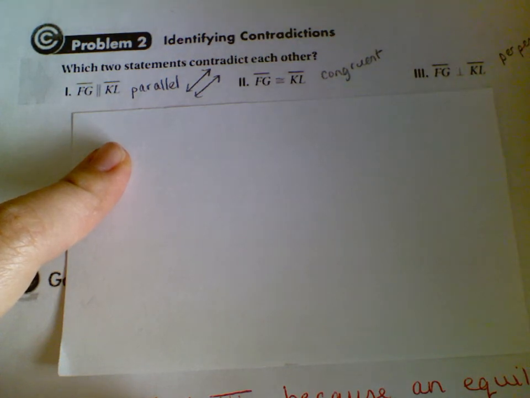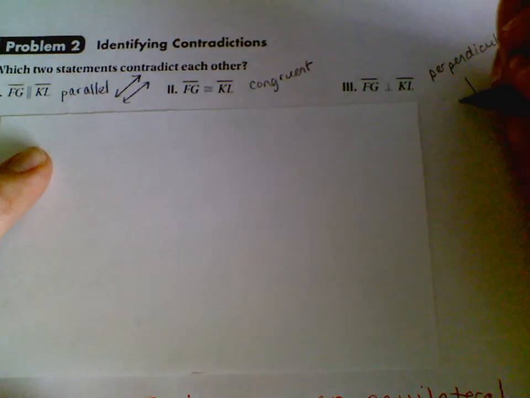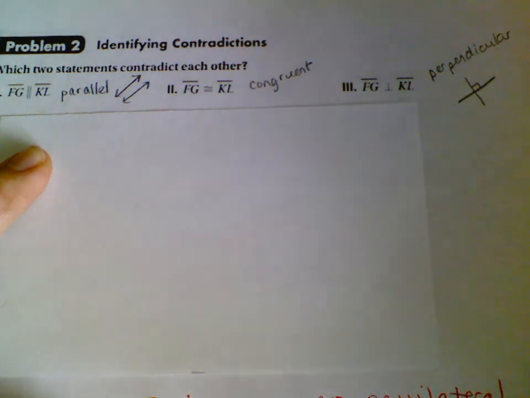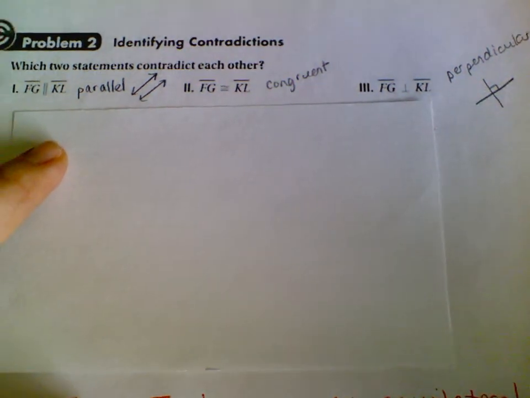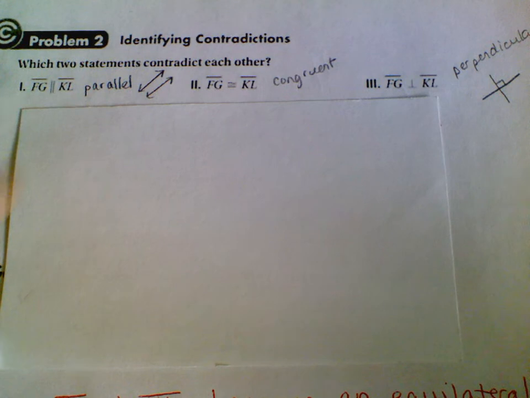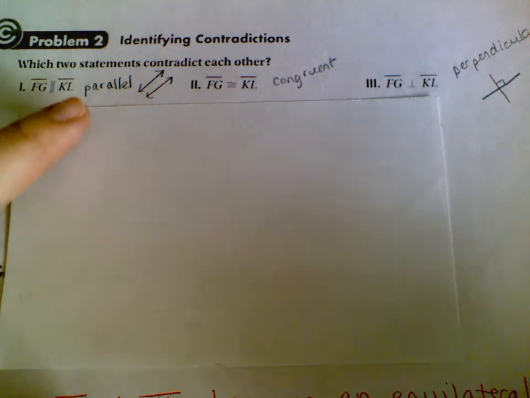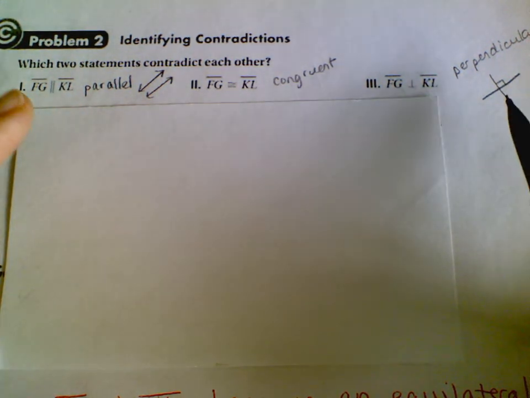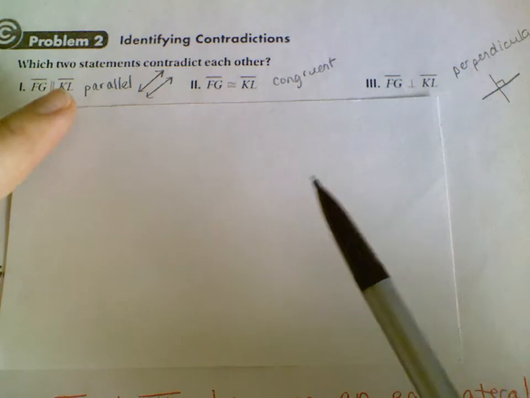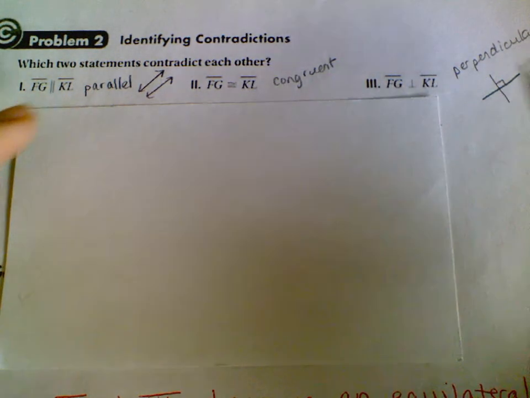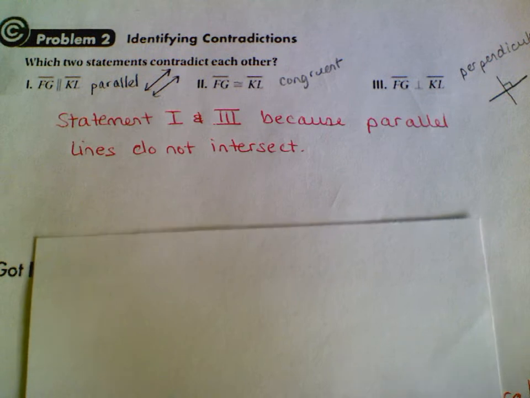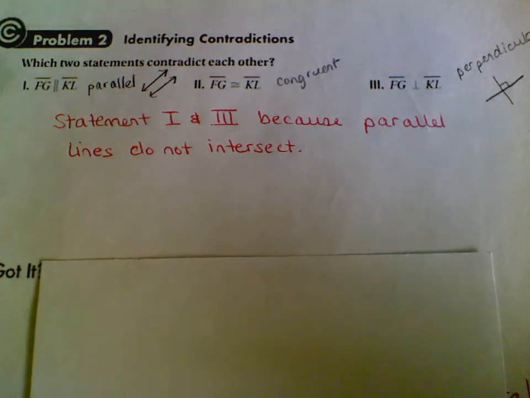And in terms of a graph, if it's perpendicular, that means that I have an intersection between the two and that they're going to form a right angle. So which two contradict each other? Well, parallel and perpendicular contradict each other because if I'm parallel, I'm never going to be intersecting. So my answer would be statement 1 and 3 because parallel lines don't intersect. Okay, you're going to pause the video and try the got it question.